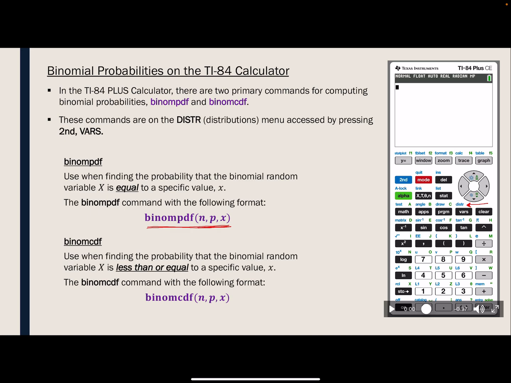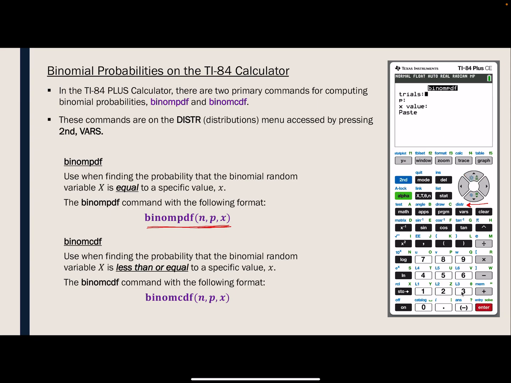So we're going to hit second vars to get to distribution, and then we're going to have to scroll down pretty far to find the binomial PDF command. So this is the same place that we went for the normal CDF command. So you'll see here we go to second vars and then scroll way down. And I'm going to scroll down even further so that you can see both commands here. So there's binomial PDF and binomial CDF. For this example, we're going to use PDF.